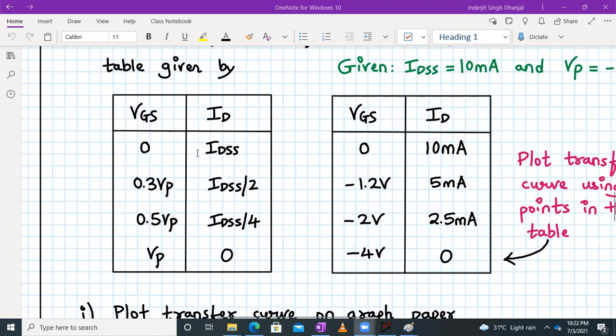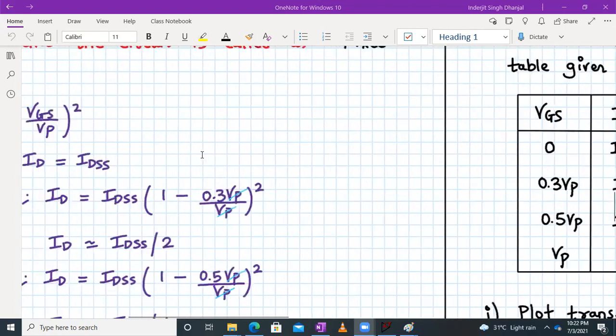So when VGS is 0, ID is IDSS. When VGS is 0.3 times VP, ID is IDSS by 2, and so on. When VGS is 0.5 VP, ID is IDSS by 4. And when VGS is VP, ID is 0. So where did we get this information from?